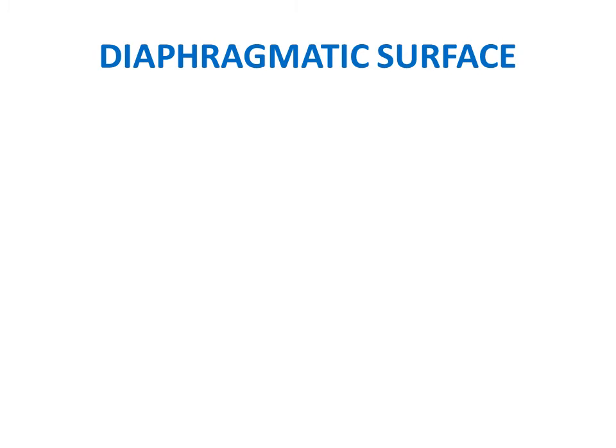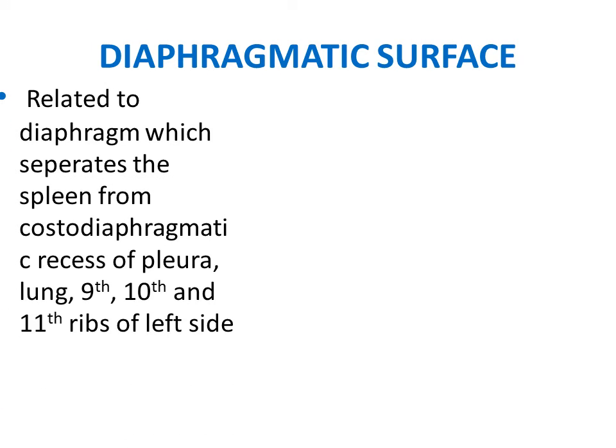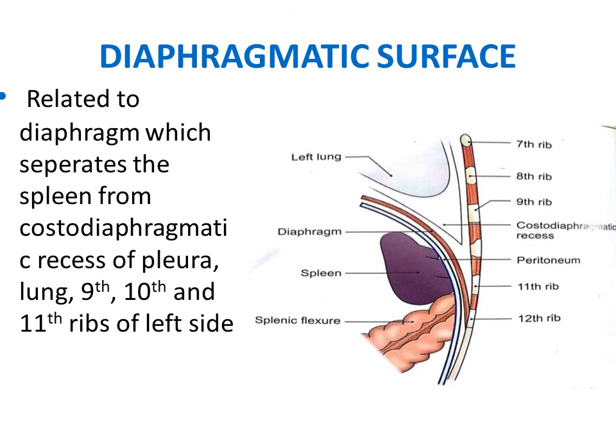Next, coming to diaphragmatic surface, visceral relations. See, the diaphragmatic surface is related to diaphragm. I'll show you in this picture first. This is over here is the diaphragmatic surface. It is related to diaphragm, which separates the spleen from the left costodiaphragmatic recess, left lung, and 9th, 10th, and 11th ribs of the left side. So this is about the diaphragmatic surface of spleen, right?